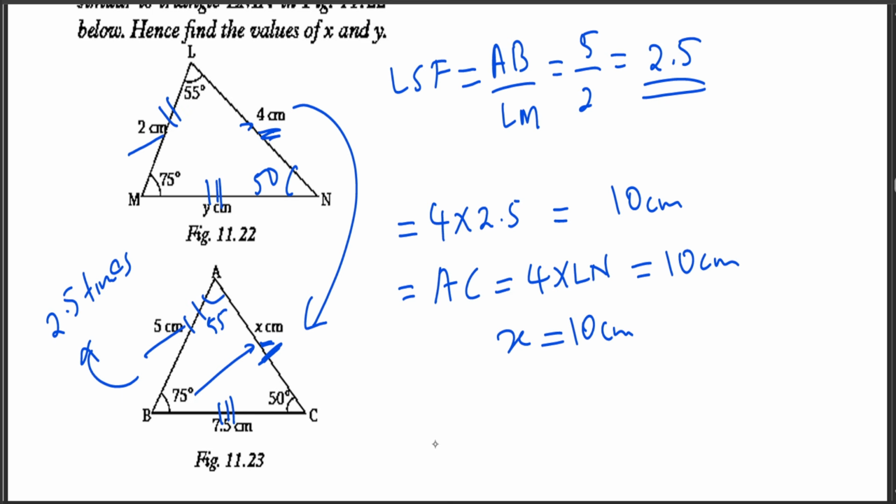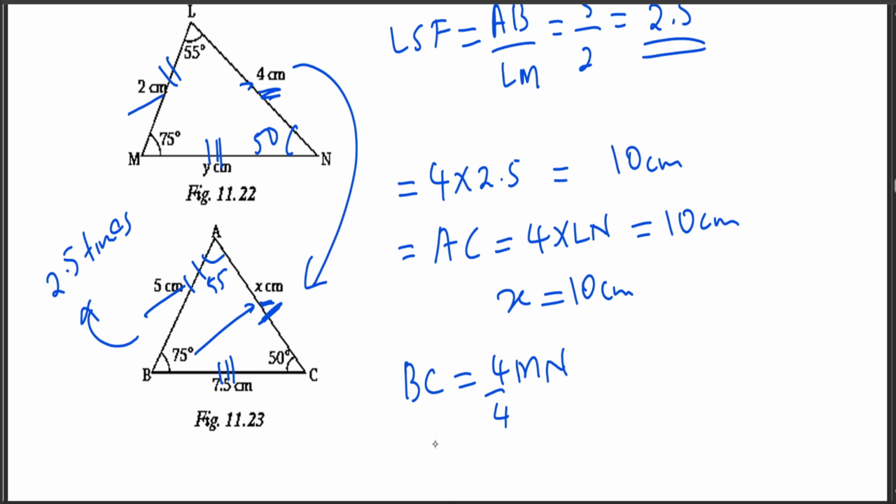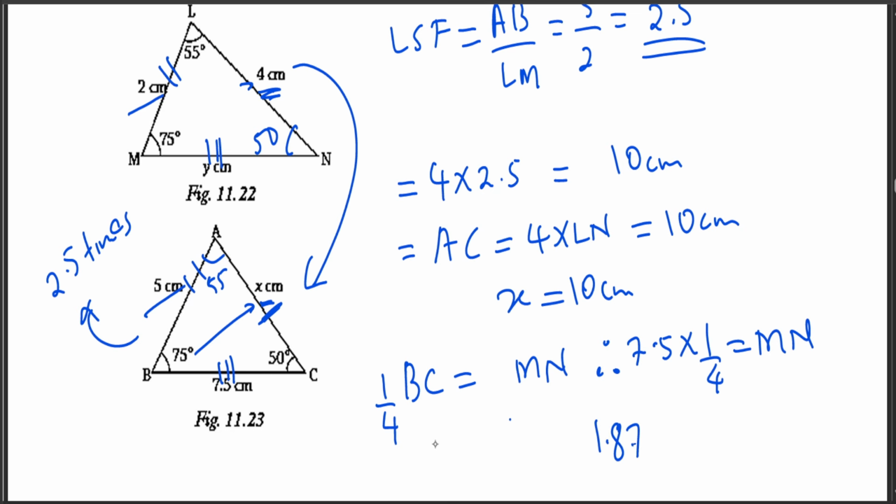And how about our mn? Our mn, we know that BC is 4 times mn. If you divide by 4, it means that mn is a quarter of BC. Now, what is our BC? Our BC is 7.5, so a quarter of it, or divide by 4, gives you mn. So 7.5 divided by 4 is 1.875 centimeters. So that is your answer.